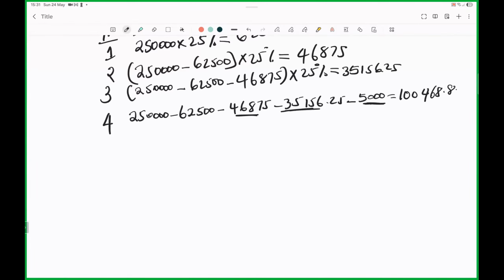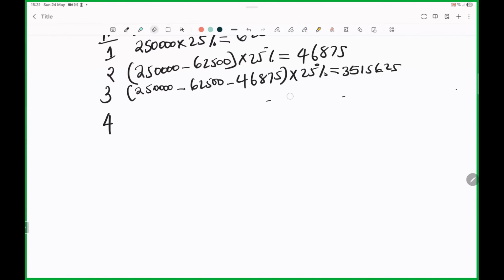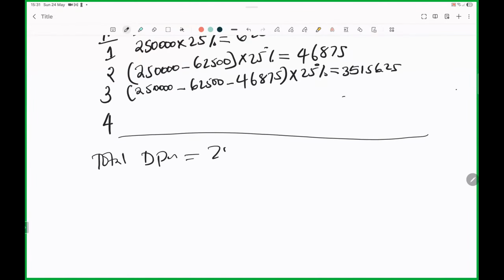The other way that you can easily handle year number 4, the balancing charge, is this. You can as well handle it this way. Total depreciation, total value lost: the machine was worth 250,000. By the time they are scrapping it, it will be worth 5,000. So 250,000 minus 5,000 gives me 245,000.